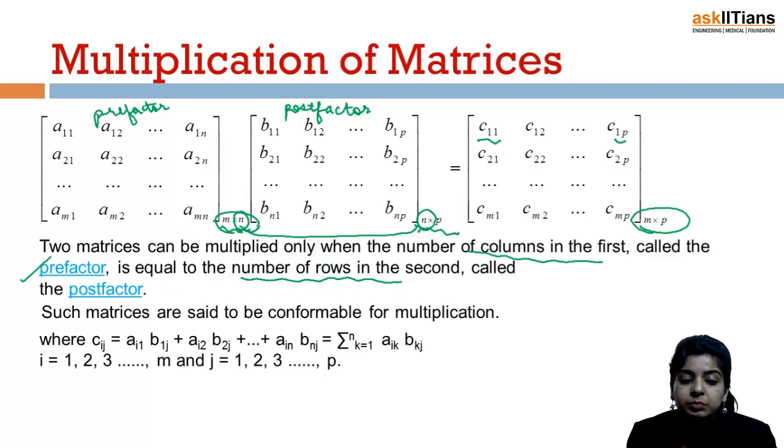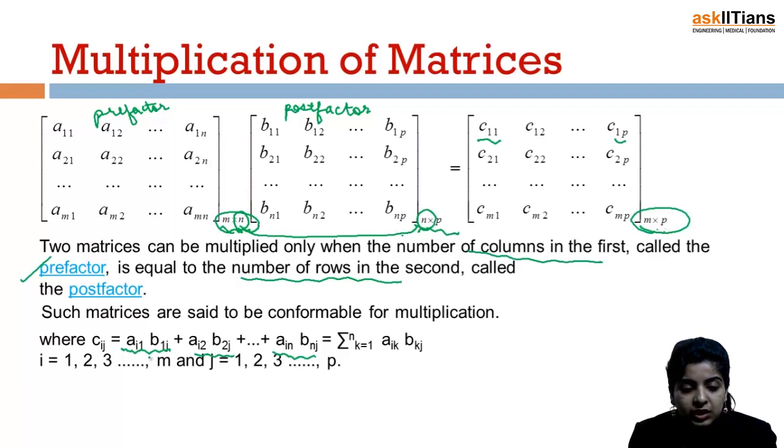So the internal dimensions of the two matrices should be the same. And Cij, that is the entries of the resultant matrix, would be Ai1 B1j plus Ai2 B2j, and so on, up to Ain Bnj. Do not get confused by seeing this. Once you practice questions, you'll be able to understand it. You just need to note that the internal dimensions should be the same, and secondly, the order of the resultant matrix would be m cross p.